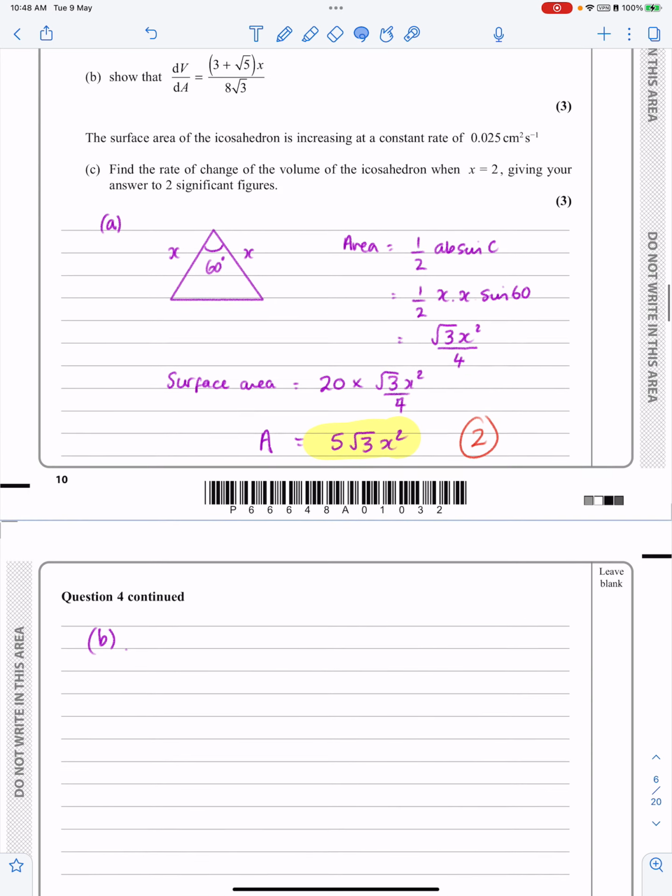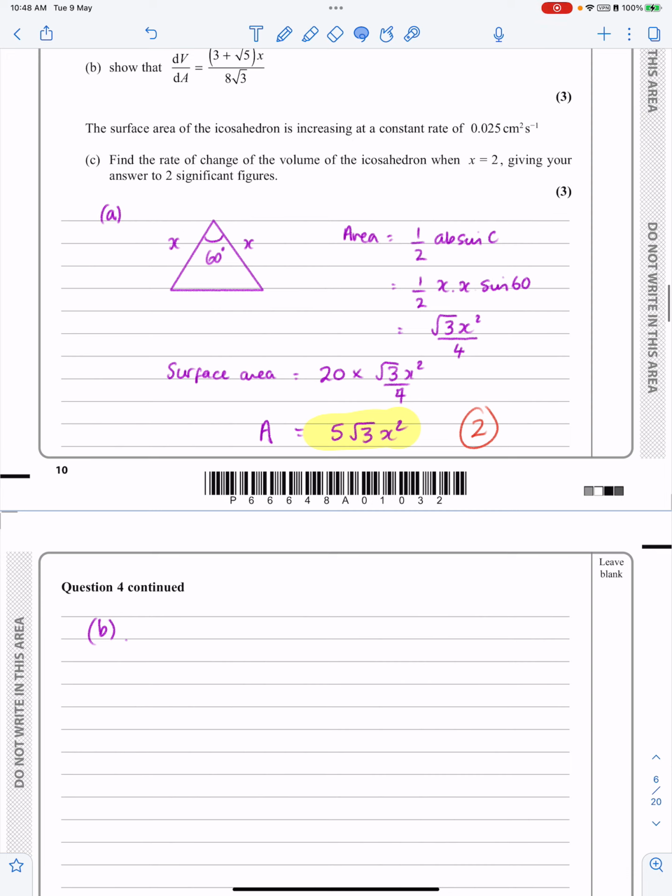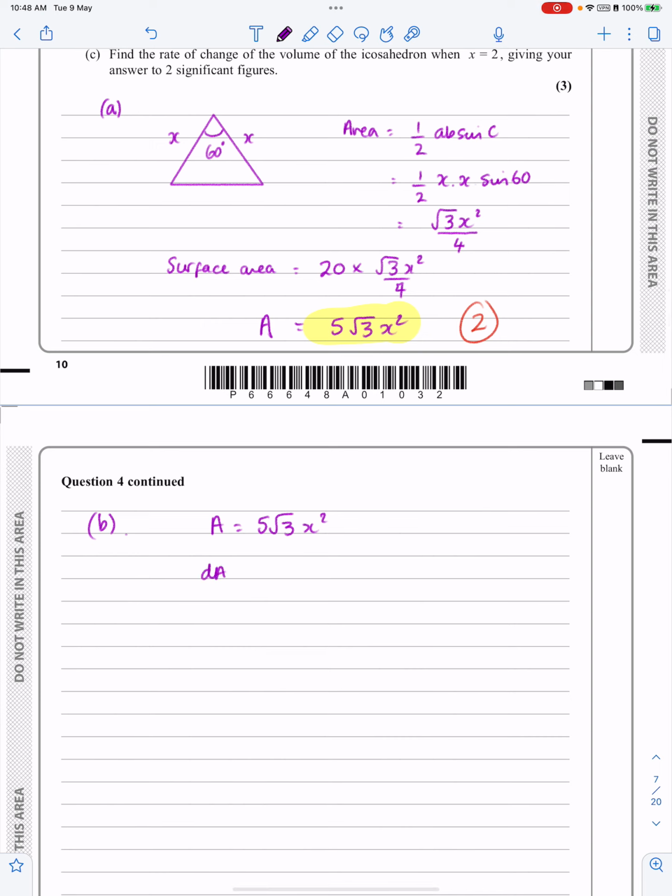Again, a really nice way of getting some marks here by just saying, right, I've got my formula for A. Once I've got my formula for A here, which is 5 root 3 x squared, I'm going to differentiate that. Don't get confused by the fact that we've got 5 root 3 at the front. That's just a constant. It's just multiply everything by 2. So it's 10 root 3, take 1 off the power.